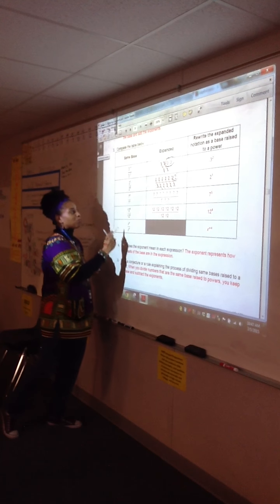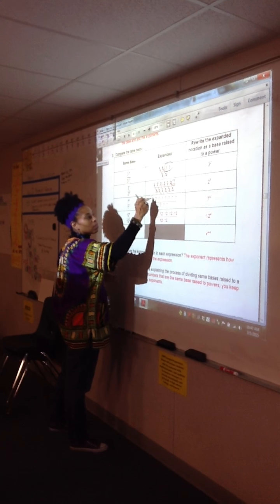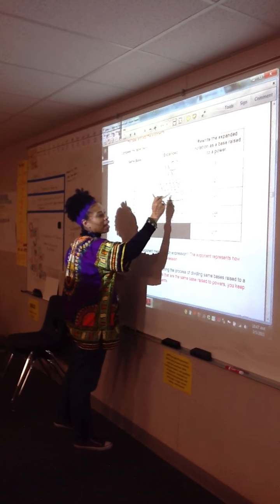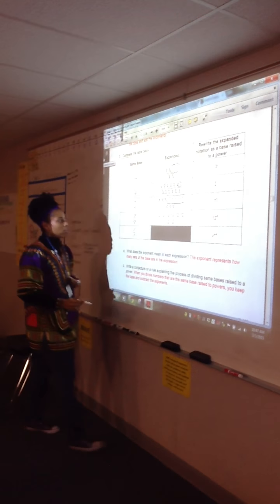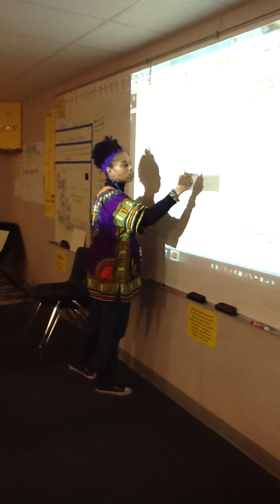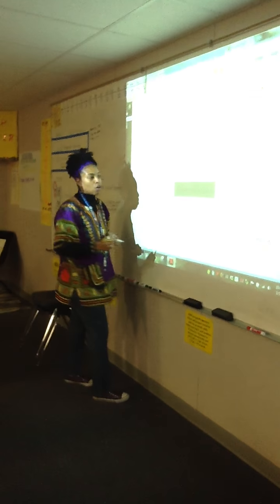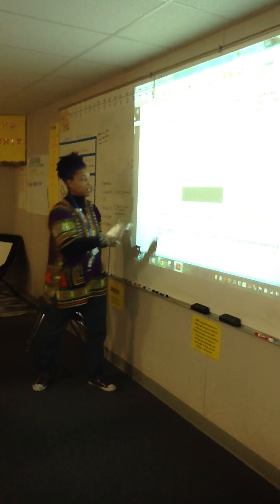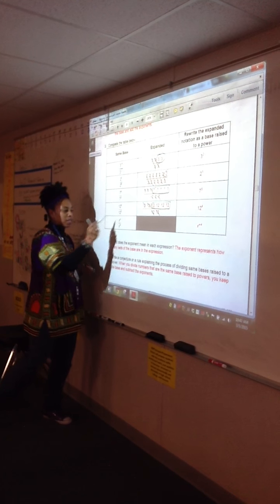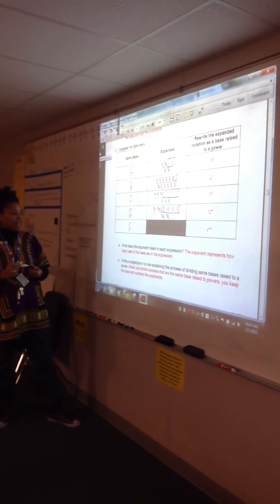8 7s on the top, 3 on the bottom. How many 7s are left? 6 and 2. How many 12s are left? 4. And this is my rule. If I have the same base, I'm going to do A minus B. All right, letter A. What does the exponent mean in each expression? Javier, what did you write for your answer for letter A?